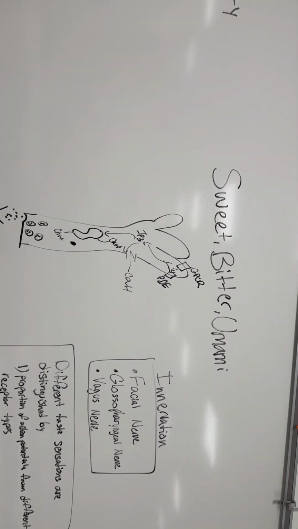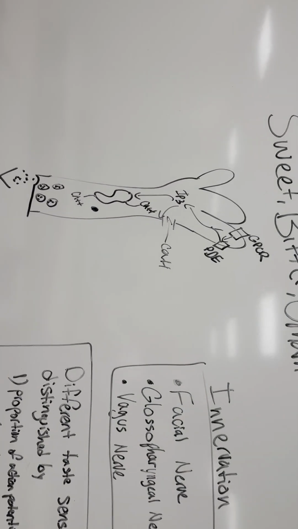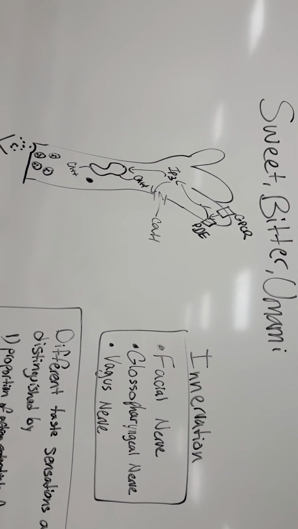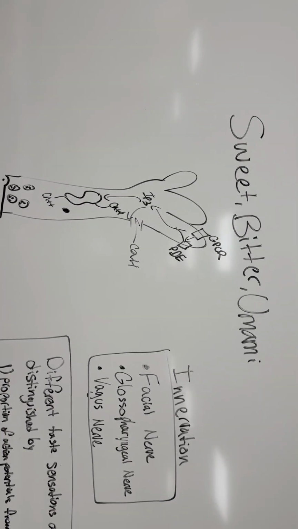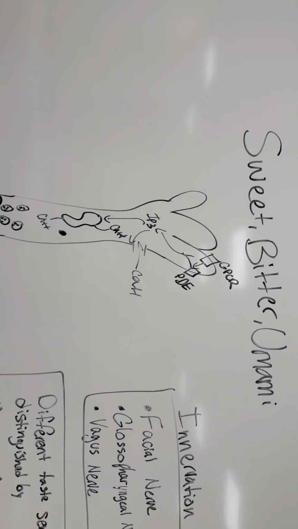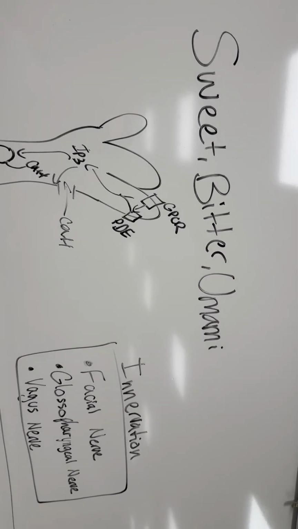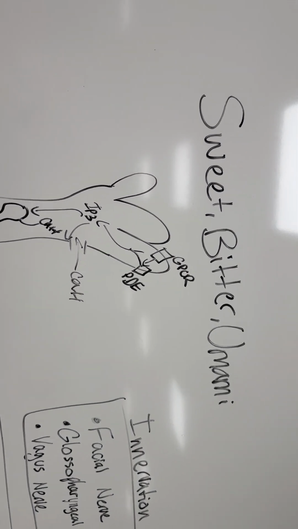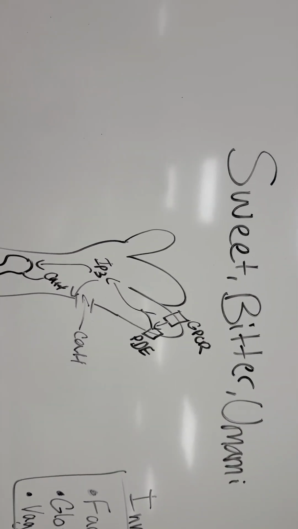And then our next taste perceptions, we have sweet, bitter, and umami. And these use a G protein coupled receptor. Once again, on those taste receptor cilia of our taste bud, we have a G protein coupled receptor on the membrane. What's going to happen is a sweet, bitter, or umami taste particle is going to bind as a ligand to that G protein coupled receptor.